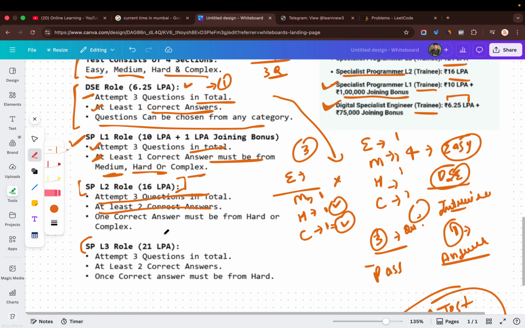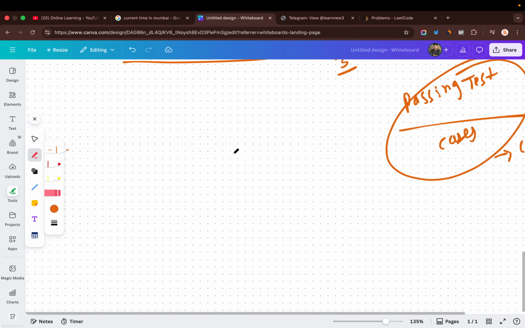And SP L3 role, 21 LPA. Attempt 3 questions in total. At least 2 or 3 correct answers, most probably 2, it totally depends on them, 2 or 3. One correct answer must be from hard, or 3 correct answers related to hard, complex and medium. So we have to understand the thing.